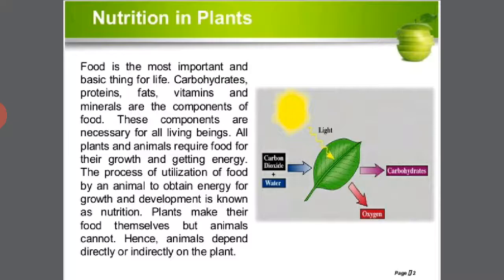Okay, you can see in the picture also, when sunlight falls on the leaves of the trees, then the leaves will extract carbon dioxide and take water from the soil. Then they will release oxygen and carbohydrates. Okay, we will study about this process in this particular chapter later in detail.